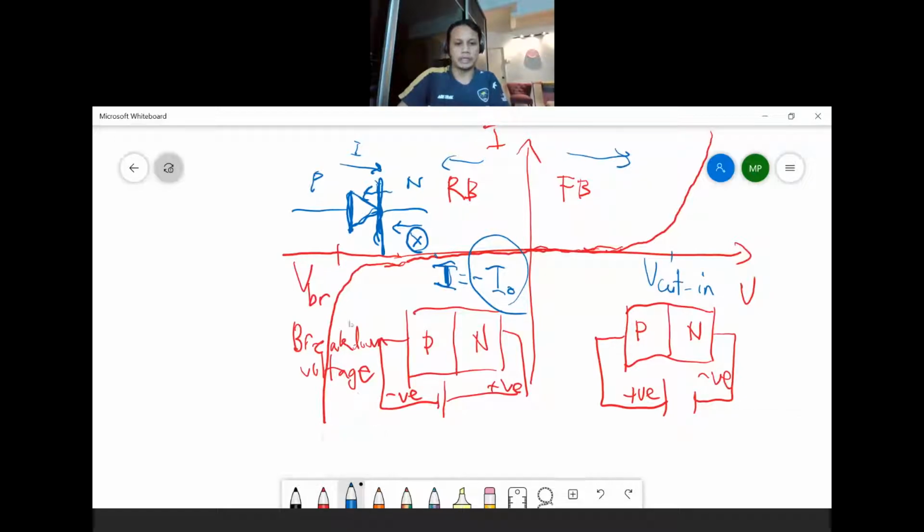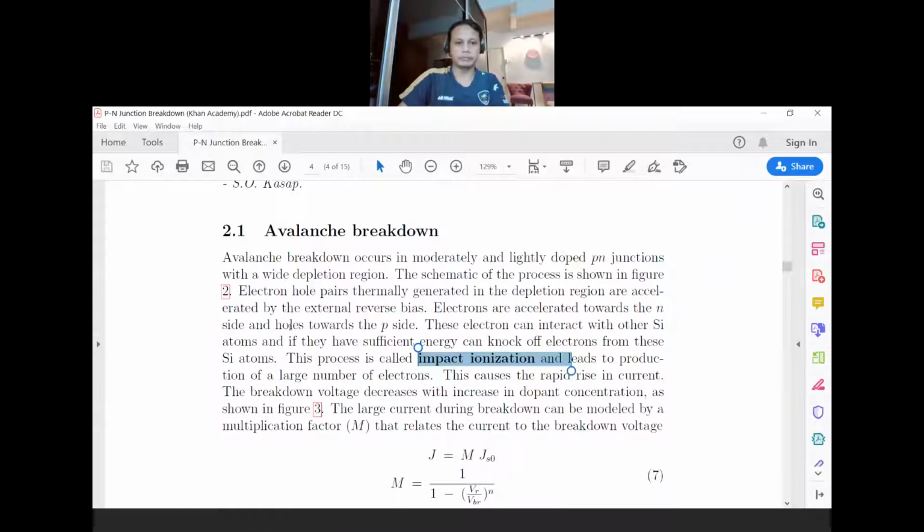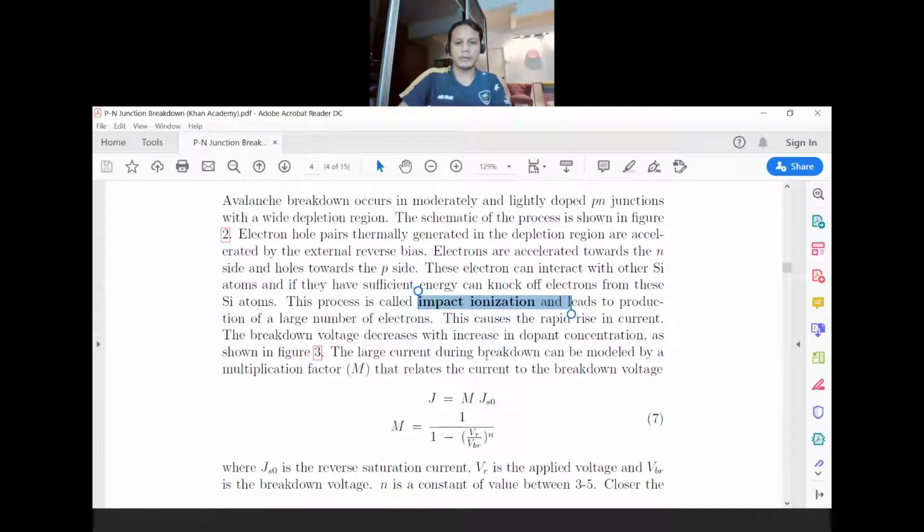So if you're talking about the impact ionization now, this is the region where you start to have impact ionization. So that means at this point onwards is where you start to have impact ionization to the left, where you see the high value of current in the reverse direction. So it's called impact ionization. All right, so let's go back to the PDF. This causes a rapid rise in current.